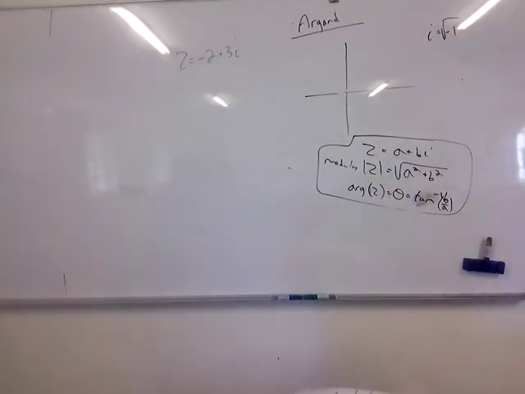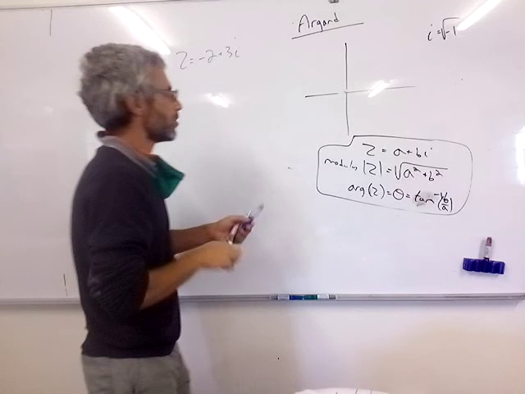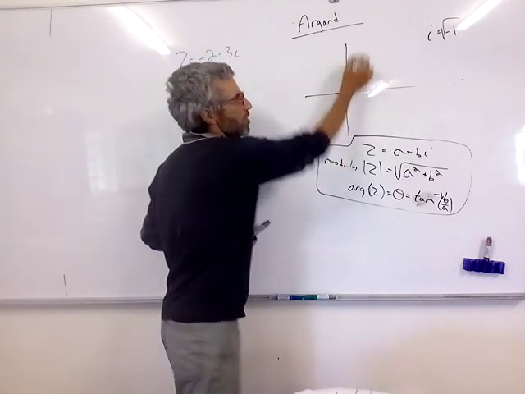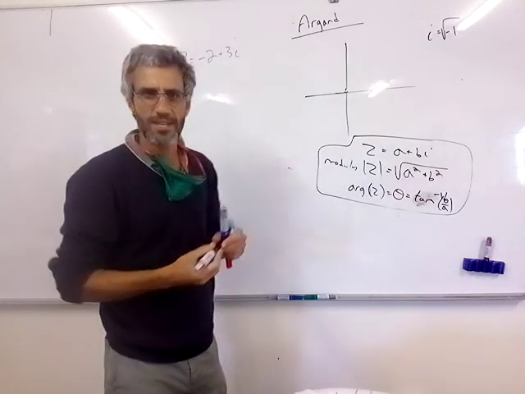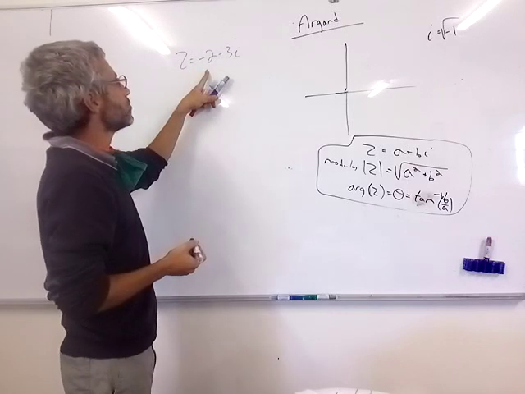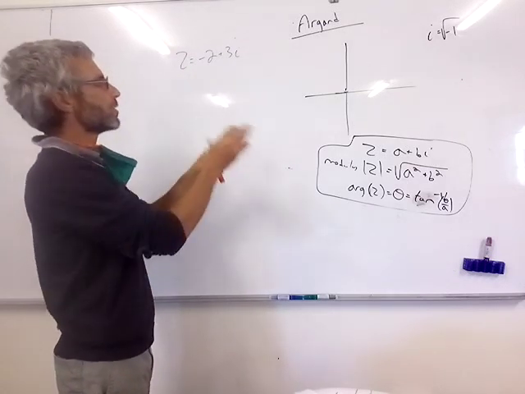I want to do the same question with another example that's not in the first quadrant, because the first quadrant is the easiest. So I've got minus 2 plus 3i. Which quadrant are we going to be in here?